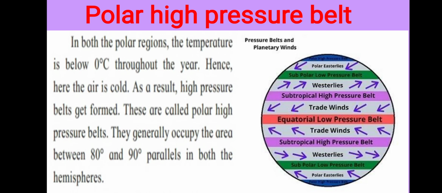In this figure, with the dark blue color, we are able to see the polar region. In that region, high pressure belts occur. Okay, see properly. At the end point of the Earth in both hemispheres, we are able to see the polar high pressure belt with the dark blue color. Okay.